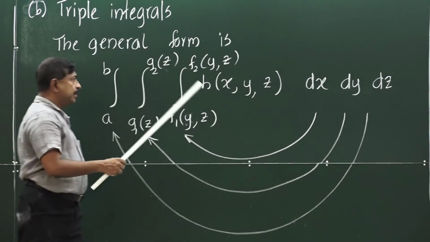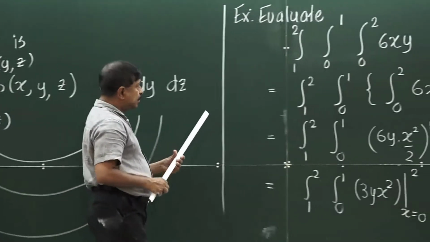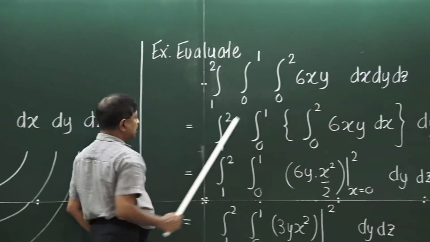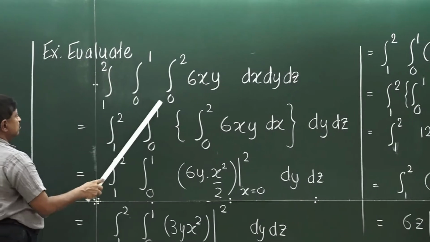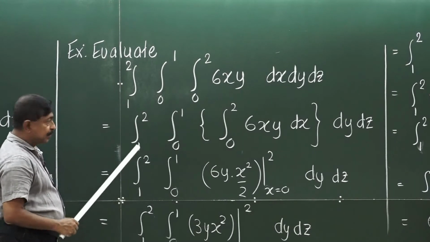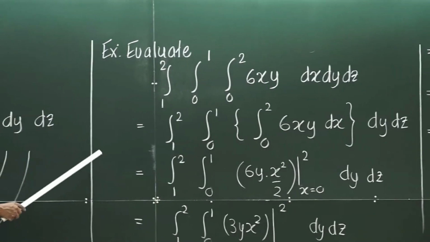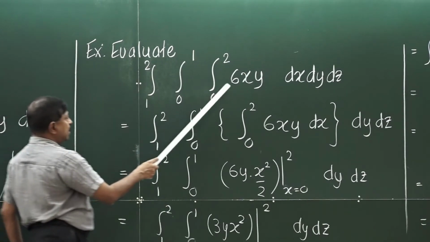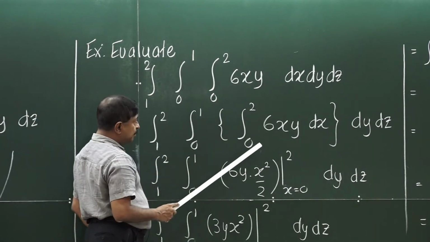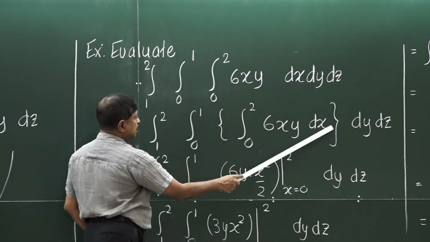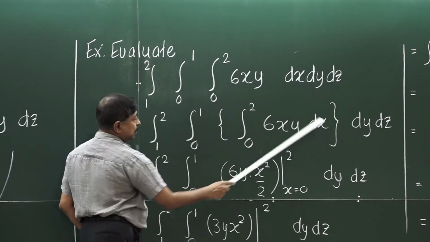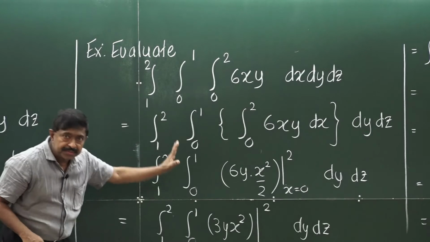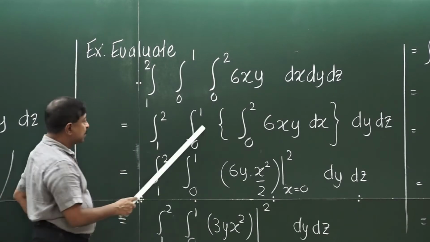Okay. Now, we will consider a couple of examples. Let us evaluate this one. Here you can see all the limits are constants. For the sake of clarity, I considered a simple example. So, the integrand has both x and y. So, first use a pair of braces just for the sake of clarity. I mean, it is not a necessity, it is not a must, but for the sake of clarity I use this one.